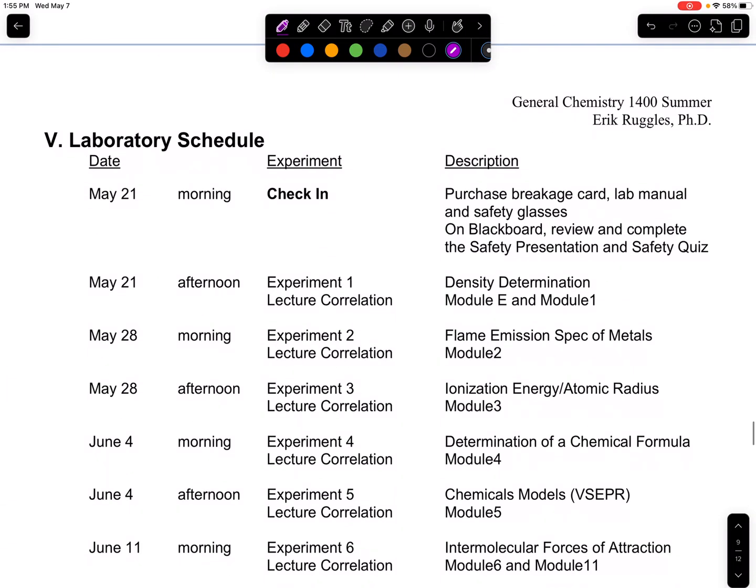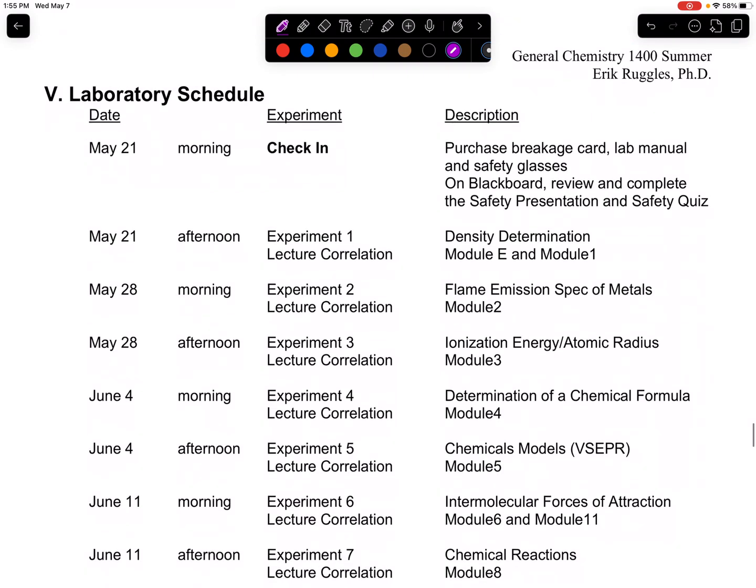After that is the laboratory schedule. The laboratory schedule is again showing us what we're doing in the morning and the afternoon of each day that lab is conducted. Remember, again, that's going to be on Wednesdays throughout the semester. So I give the experiment as well as then the lecture correlation. And again, all these experiments can be found on Brightspace under the lab folder within the course materials.